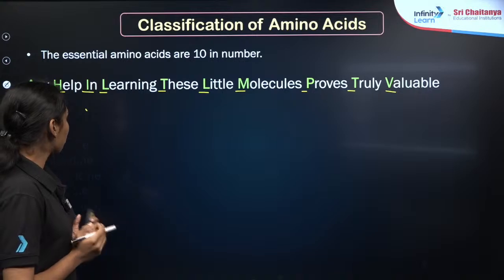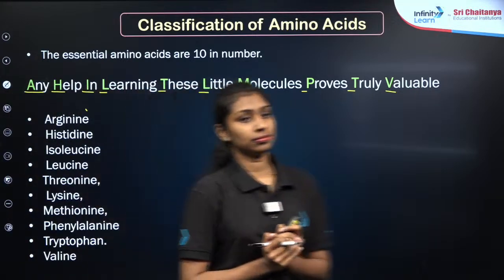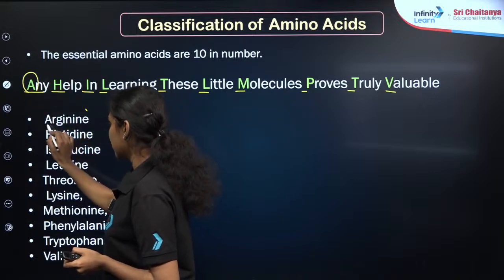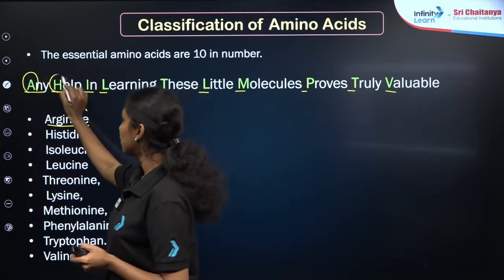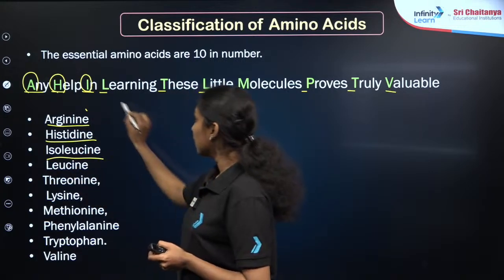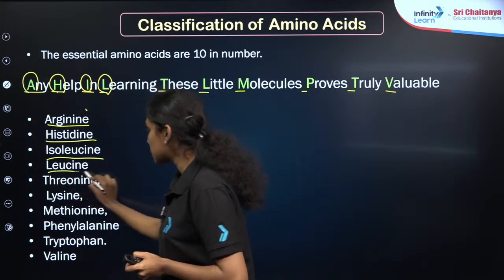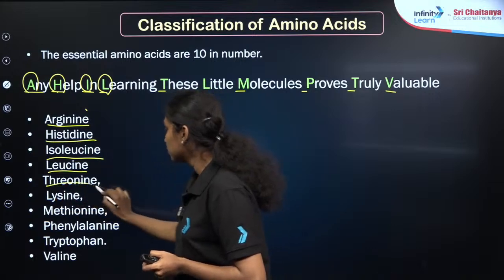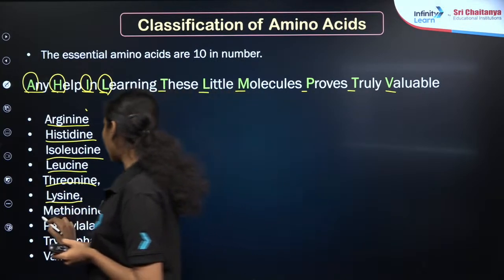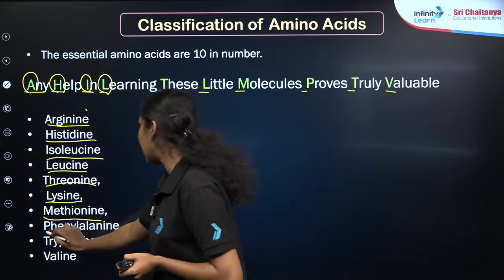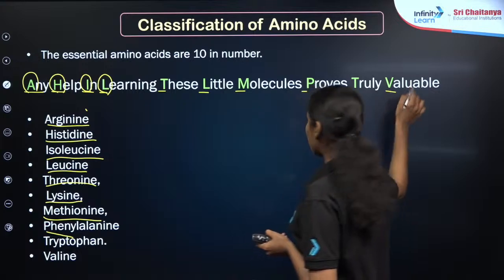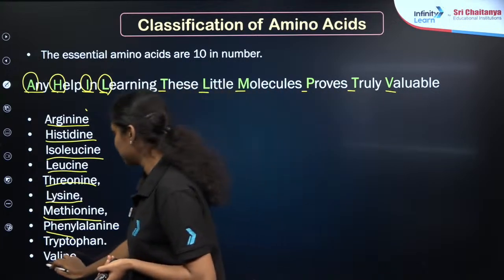Let us see what they are. Here A stands for arginine, H stands for histidine, I stands for isoleucine, L stands for leucine, T for threonine, the next L for lysine, then M for methionine, P for phenylalanine, the next T for tryptophan, and the last V, from valuable, V for valine, right?